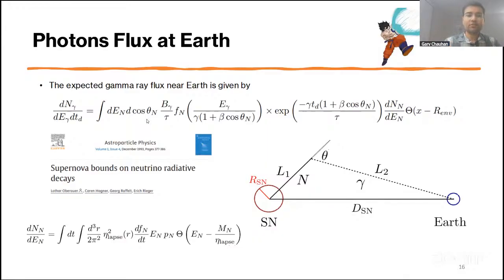And once you integrate over all the energy of the sterile and all the decay angles, you get your total differential flux for these photons. So this is nothing new. This was first done in 1991 by Oberauer et al. But in our work, we found that in one of the analytical cases they were looking at, they had missed a condition which changes the result slightly.